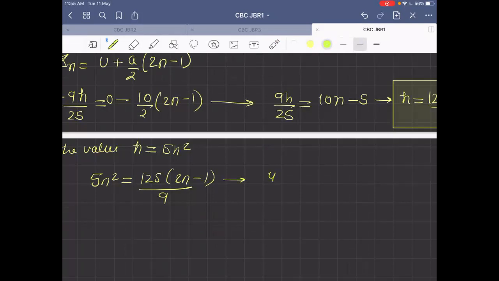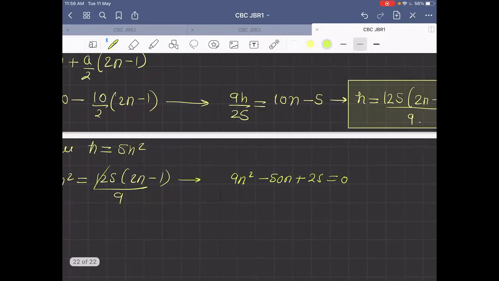This will be, 25 will be cancelled, 125 will be cancelled, 9n square will get here minus 50n plus 25 equals 0. You can apply the formula if you want to, or just get 9 into 25 into a factor such that 50 will come.